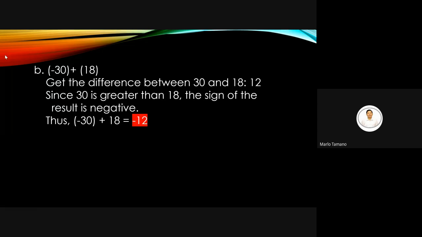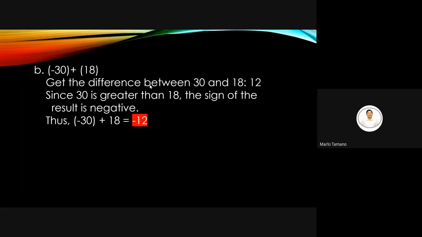Okay? So the absolute value of negative 30 is 30. The absolute value of positive 18 is 18. Kaya ko sinasabi, yun po yung greater absolute value. Okay? So, you go back to the original before getting its absolute value, the sign is negative. No? The sign is negative. This 30, we are referring to this 30.